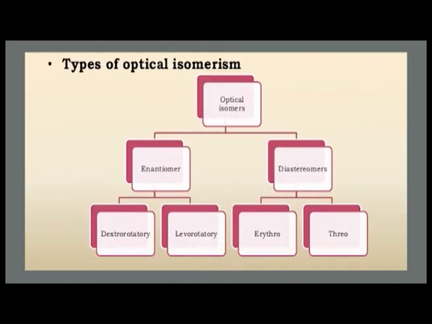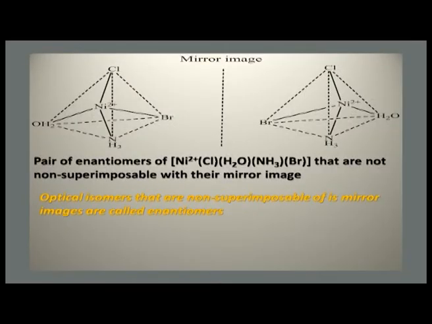Optical isomers can be divided into 2 parts: enantiomers and diastereomers. Optical isomers that are non-superimposable on their mirror image are called enantiomers. For example, amine aqua bromo chloro nickel(II) forms a tetrahedral geometry that is non-superimposable on its mirror image. Thus, the compound and its mirror image are called enantiomers. One can make all efforts to superimpose them, but this is not possible without breaking the bonds.